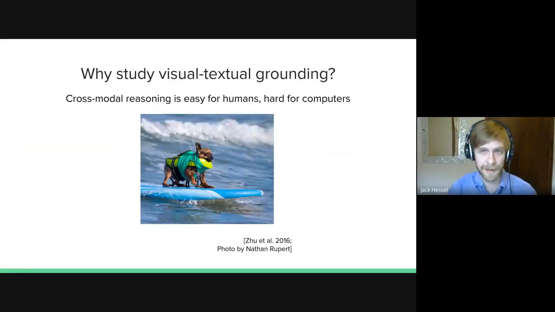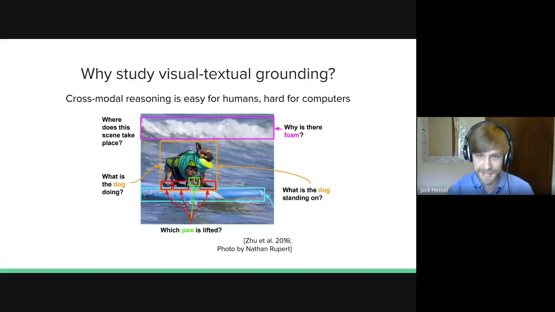So why are visual textual grounding problems interesting AI problems? I'd like to present this example from Zhu et al., not only because it's quite funny, but I think it's also a sort of compelling example. Once I displayed this image on this slide and you processed it, you probably started making certain inferences about the scene. So perhaps the physicality of the scene, indeed, it's a dog riding a surfboard. There's a wave in the background. And almost automatically, subconsciously, without even thinking, you've learned a lot about this image.